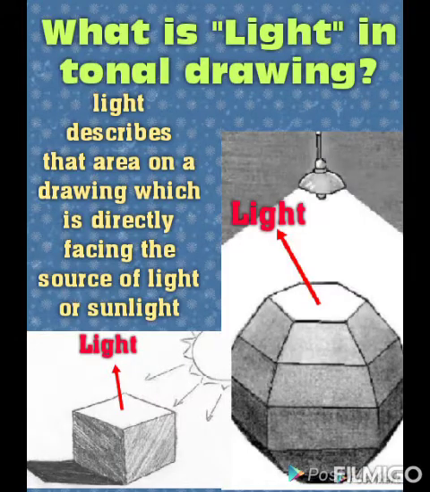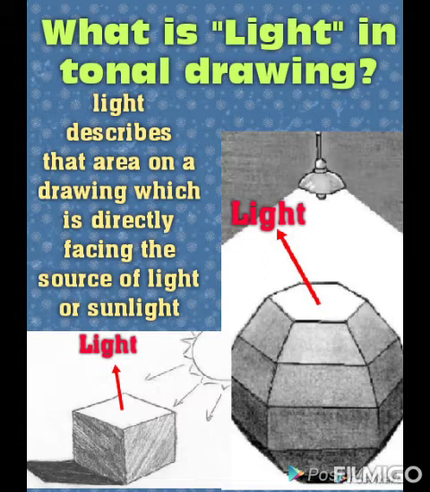Now, what is light in tonal drawing? Light describes that area on an object in a drawing which is directly facing the sunlight. Usually such areas are left the way they are. They are left as bright as they are.